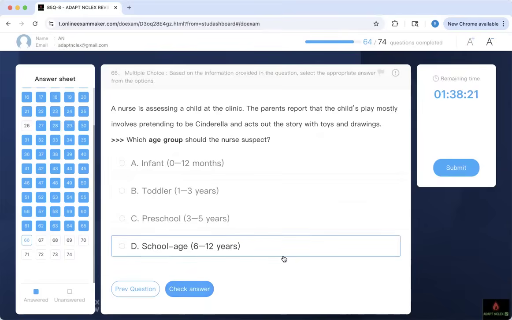And this is assessing a child at the clinic. The parent reports that the child's play mostly involves pretending to be Cinderella, acting out the story with toys and drawing. That's what he does. You see, that's an NCLEX-adapted practice question Q bank. This is the way you can see how this is very lively.